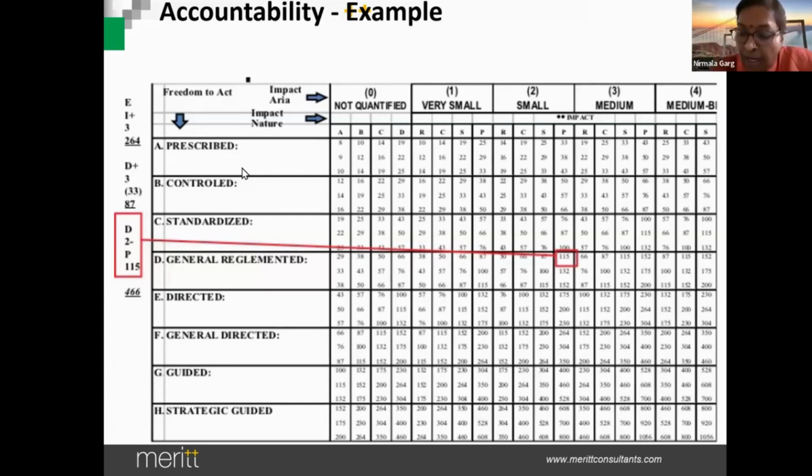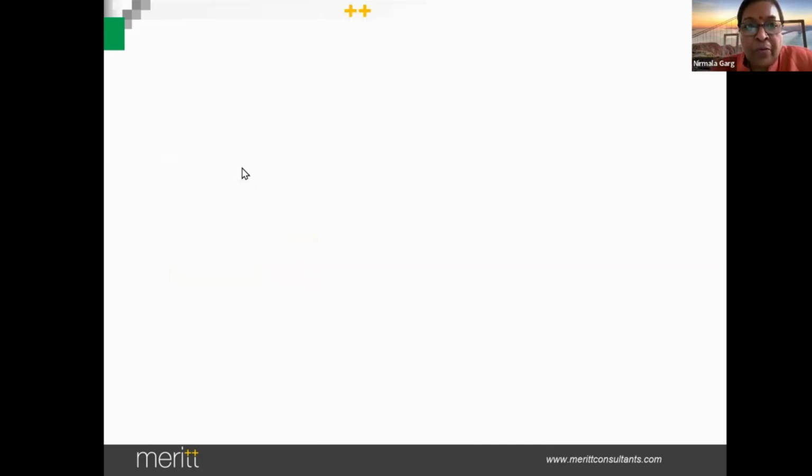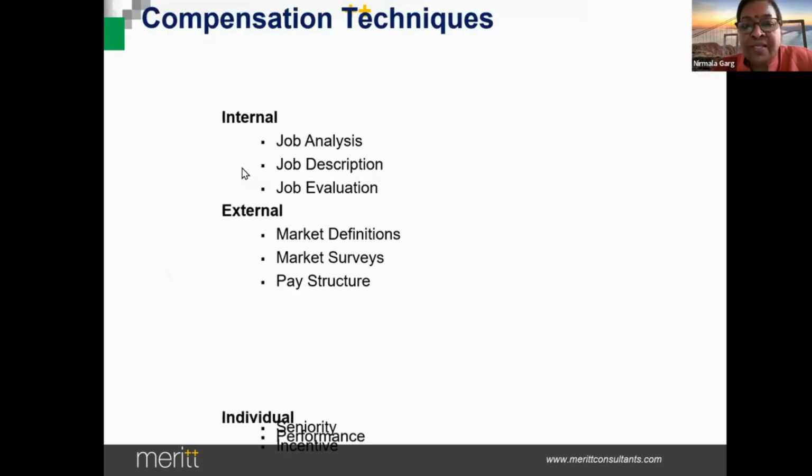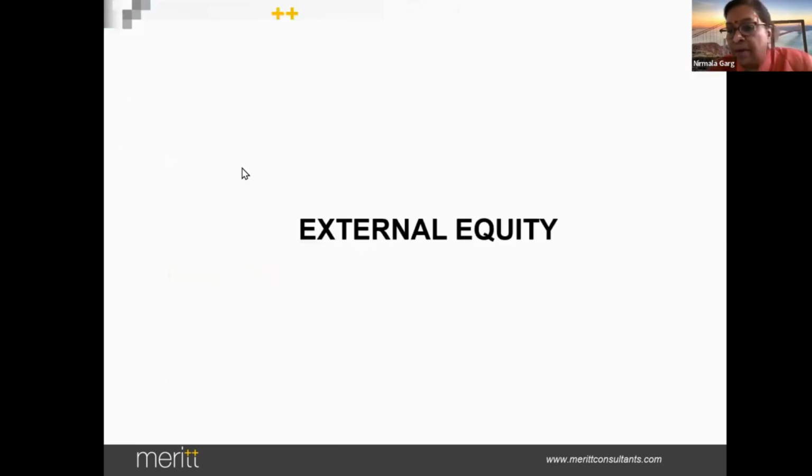All right. Having said that, let's come to the main topic of today. We're talking about external equity. First of all, what do you understand by external equity? It means establishing, in comparison with the market, where am I, positioning myself.